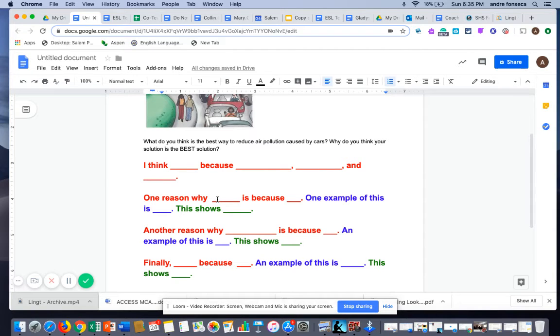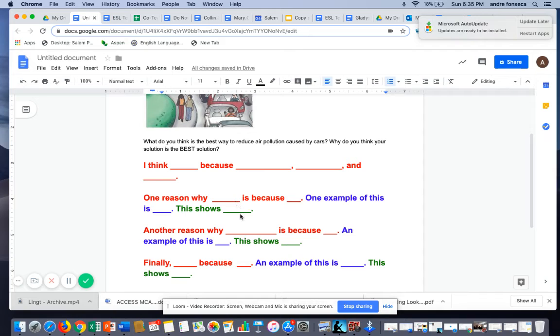One reason why walking or taking public transportation is the best way to reduce air pollution caused by cars is because when we take public transportation, we are reducing the number of cars that are on the roads. One example of this is buses. When people take a bus, that's a way to take 30 or 40 people in one vehicle that causes pollution instead of having 30 or 40 individual cars on the road that are causing pollution.